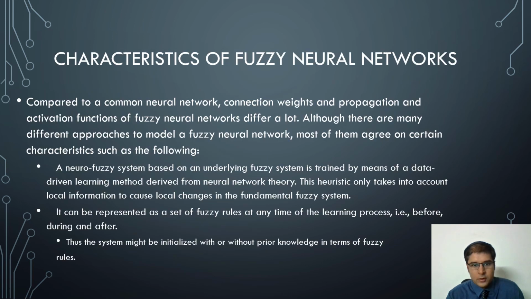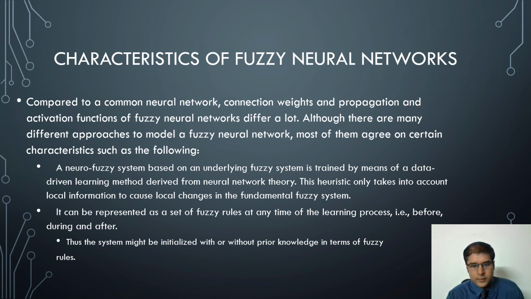The characteristics of fuzzy neural networks are discussed now. Compared to a common neural network, connection weights and propagation and activation functions of fuzzy neural networks differ a lot. Although there are many different approaches to model a fuzzy neural network, most of them agree on certain characteristics such as the following. A neuro-fuzzy system based on an underlying fuzzy system is trained by means of a data-driven learning method derived from neural network theory. This heuristic only takes into account local information to cause local changes in the fundamental fuzzy system.